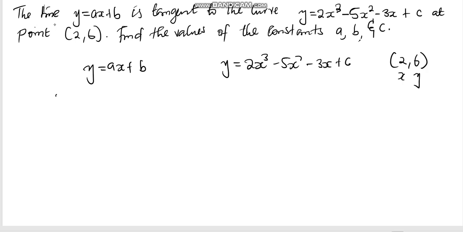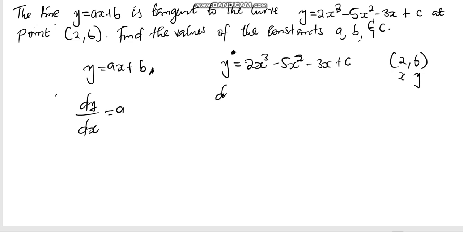Now, if this line is tangent to the curve, then they have one thing in common. At their point of contact, the gradient of the line is equal to the gradient of the curve. By definition, the gradient is the difference in y with respect to the difference in x. So if we differentiate the line with respect to x, we equate it to the derivative of the curve with respect to x. So dy/dx will be equal to a when you differentiate the line.